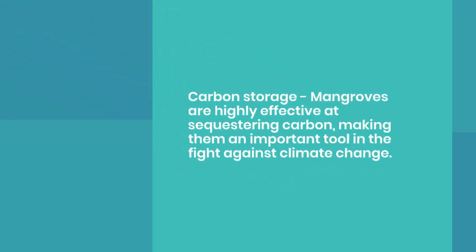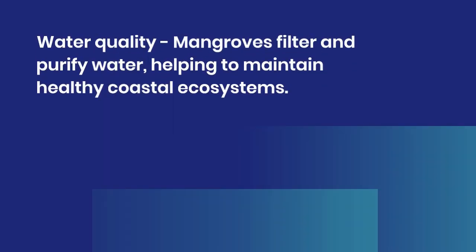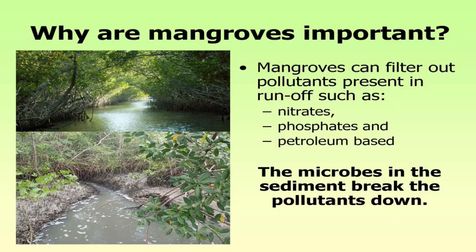Carbon storage. Mangroves are highly effective at absorbing carbon dioxide, making them an important tool in the fight against climate change. Remember, too much carbon dioxide makes the earth warmer. Fisheries. Mangroves support important fisheries by providing breeding or nurturing or feeding grounds for the small fish and the shellfish. Water quality. Mangroves help to filter out and purify the water and help to maintain a healthy coastal ecosystem.